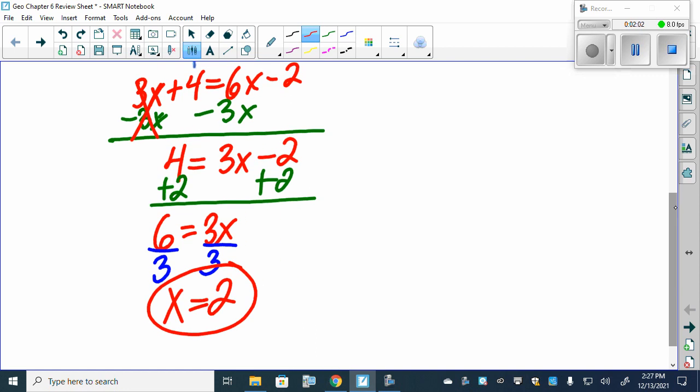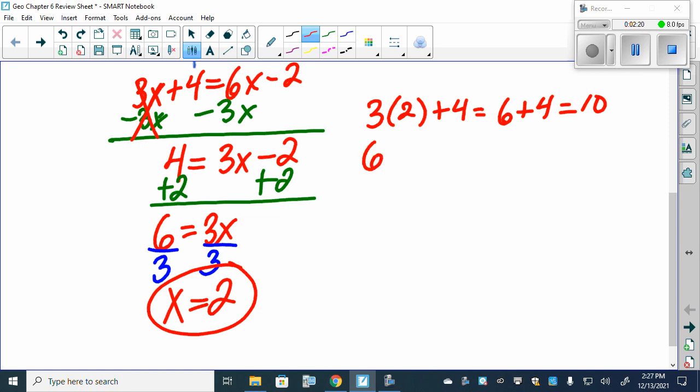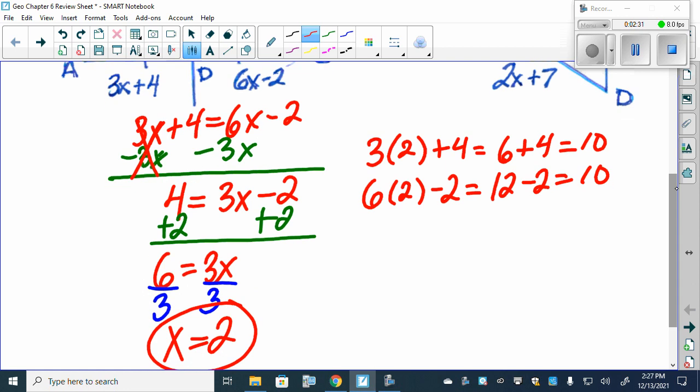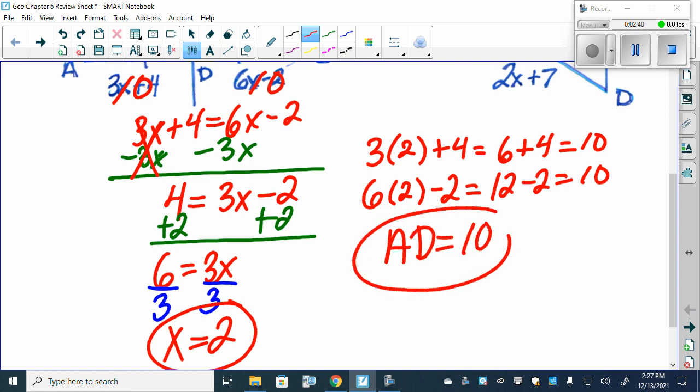And now that we have the value of x, we need to plug it back into one of the equations. It doesn't matter which. So we could say 3 times 2 plus 4. Well, 3 times 2 is 6, and 6 plus 4 is 10. If we plugged it into the other equation, 6 times 2 minus 2, well, 6 times 2 is 12, and 12 minus 2 is 10. So for both of these lengths here, it's going to give us 10 and 10, and the length from A to D would be 10. So the answer for this here is 10.